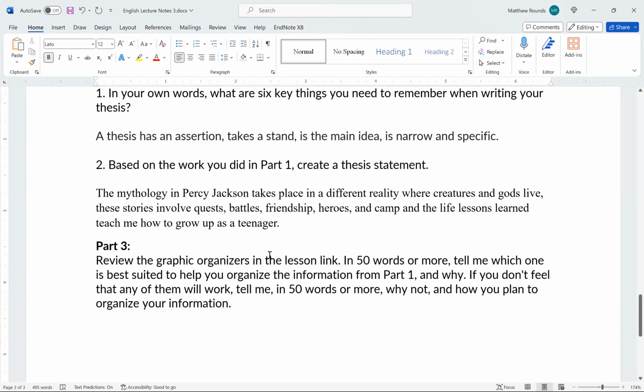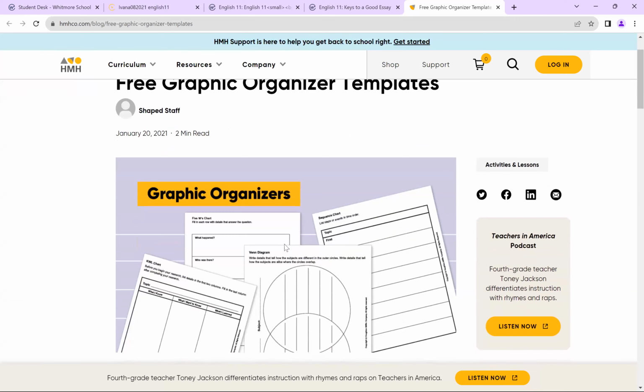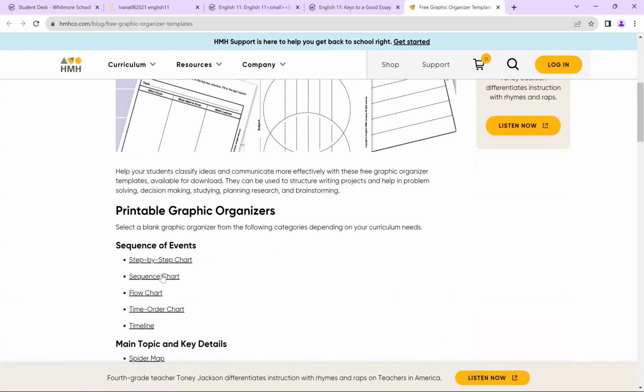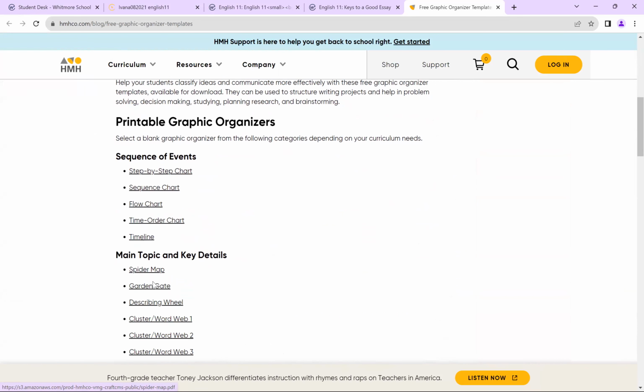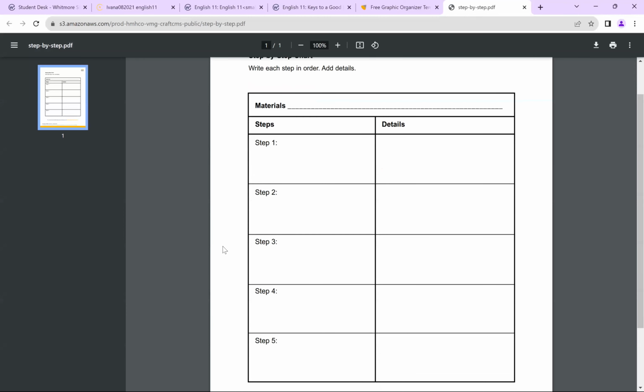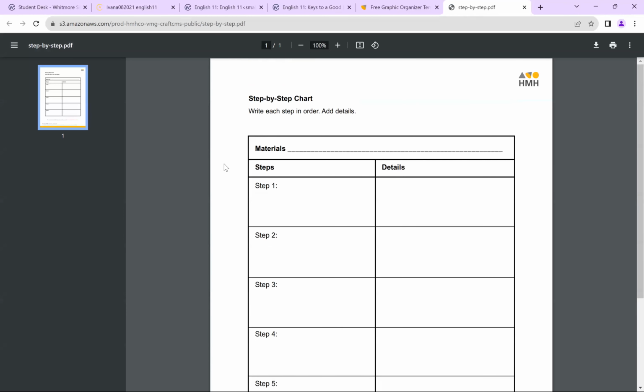Let's see. Review the graphic organizers in the lesson link. So I'm looking back at your lesson. Oh, there it is. Okay. All right. So here are some options for a graphic organizer. They have printable ones. Are you more of a step-by-step sequence chart, flow chart, time order chart, timeline, spider map? Any of these stand out to you? Oh boy, there's too many here. The step-by-step. Okay, so you're more of a sequential person.